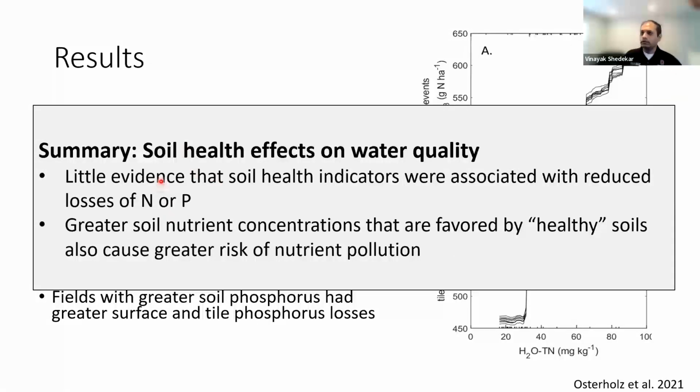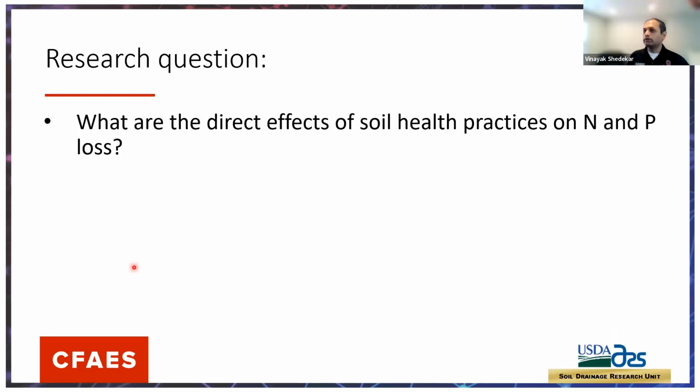So again, just to recap, the highlights from that study, I think I already mentioned this one. The greater nutrient concentrations that are favored by healthy soils also cause greater risk of nutrient pollution. So that doesn't mean that a healthy soil is a concern. What we're suggesting here, what the data is showing, is that there is potentially a need to look at the nutrient losses from healthy soils.